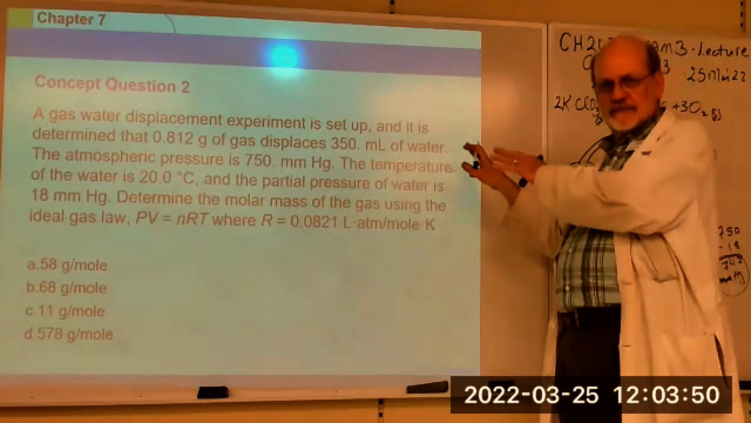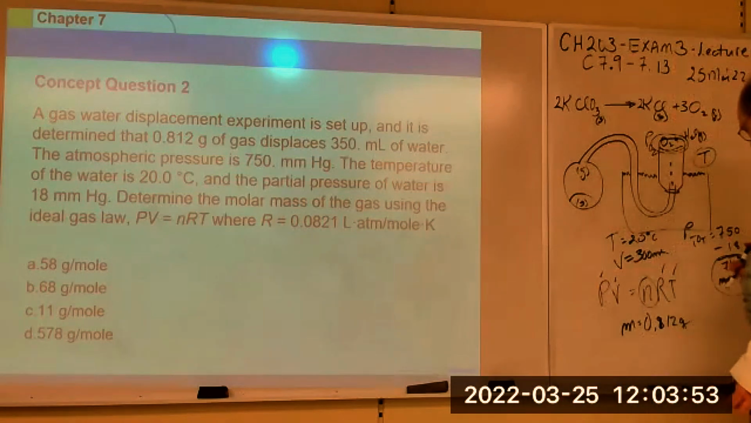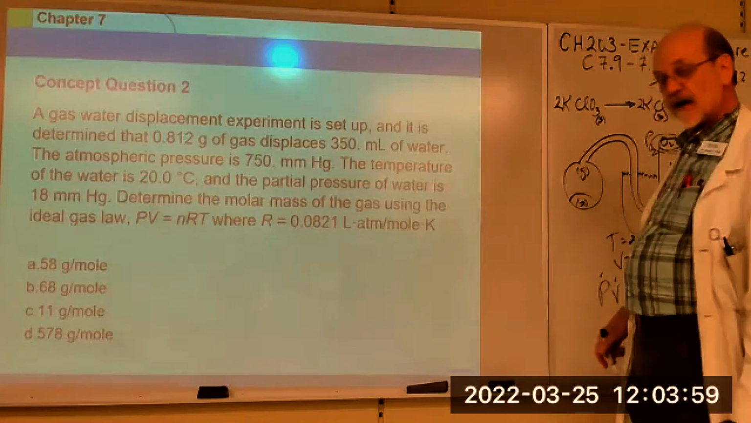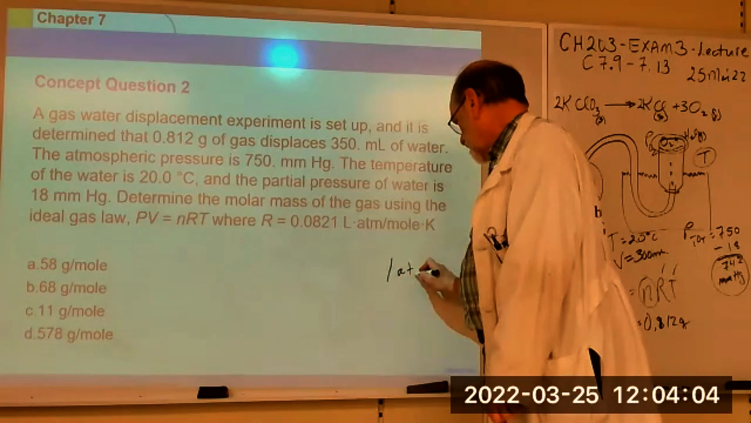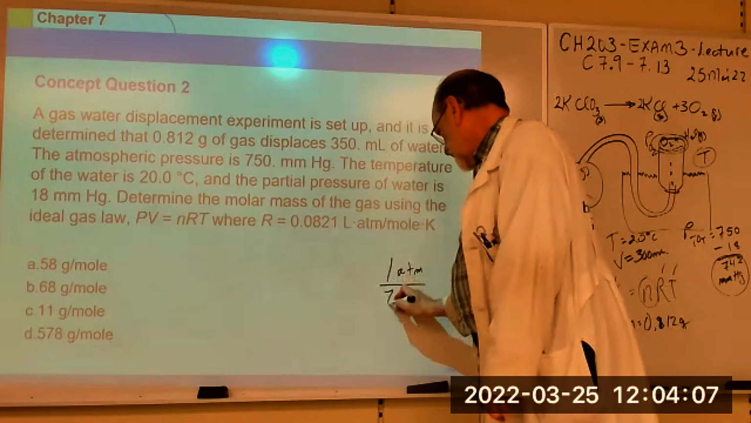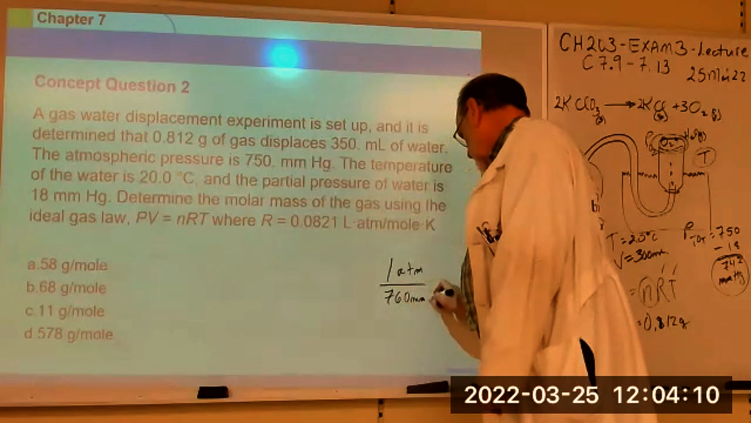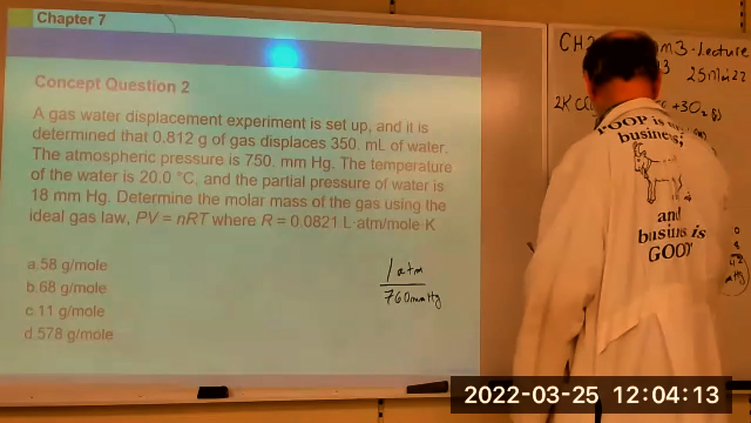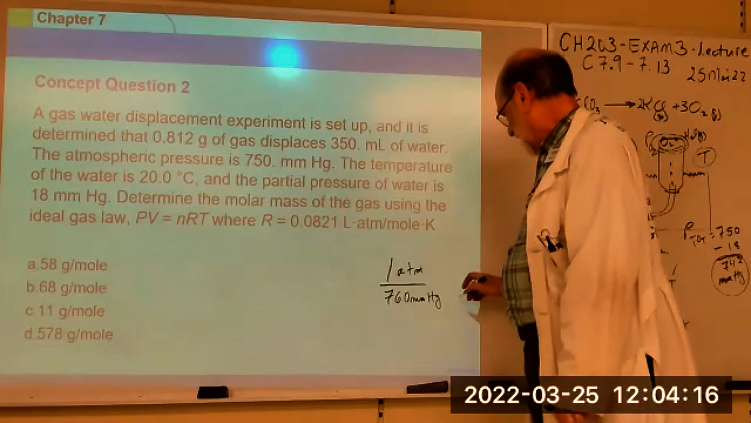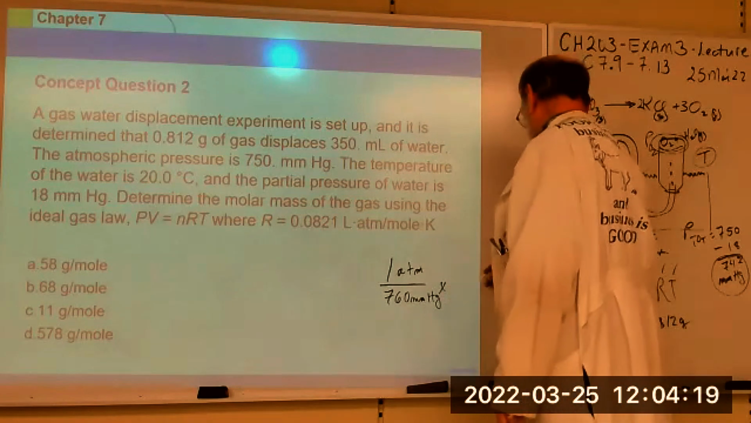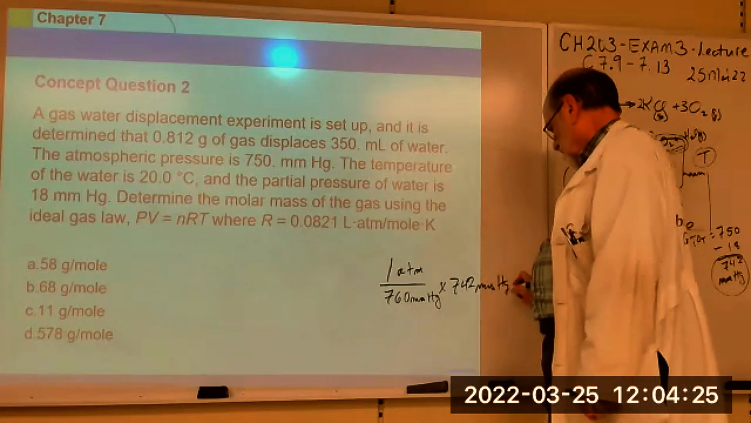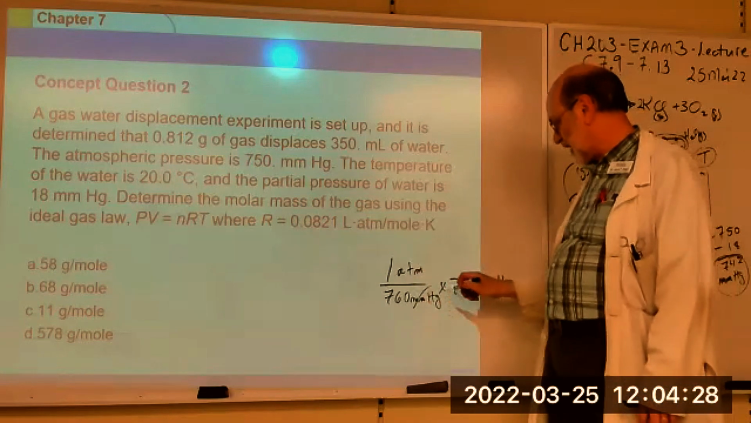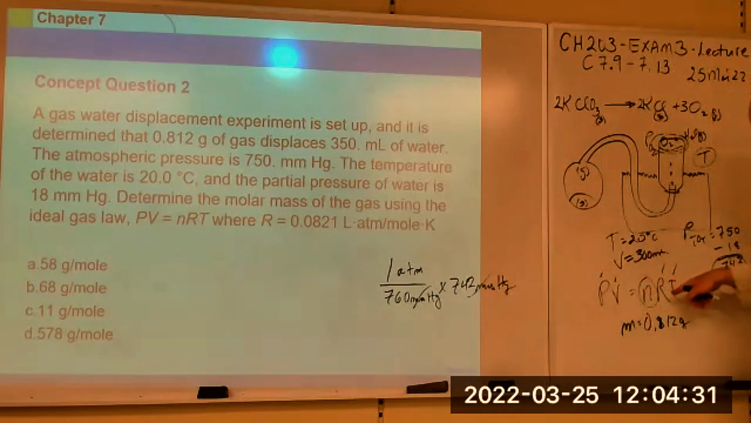In this case, it's not oxygen. It's a different experiment. All right, so how do we deal with 742 millimeters of mercury in this equation? You've got to convert it to atmospheres. So 1 atmosphere equals 760 millimeters of mercury. If we multiply that times 742 millimeters of mercury, that'll give us atmospheres, because these two cancel. Now you've got atmospheres that you can put in here.